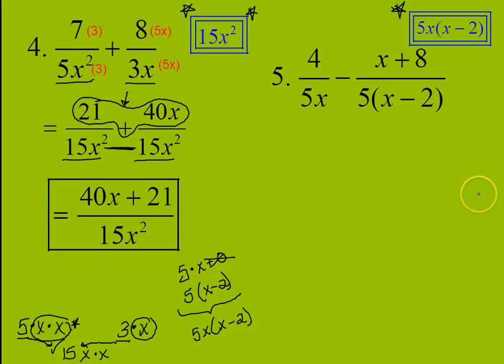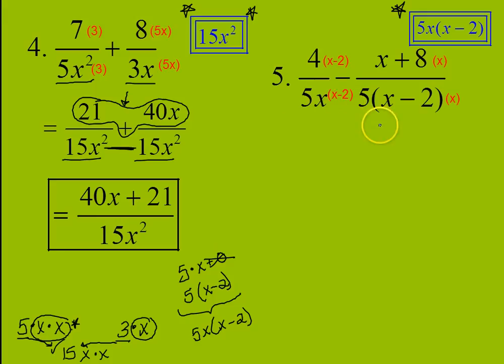Now, just like we did on number 4, now we have to decide what's missing from each part. So in this first part, how do I get to here? I already have my 5, I already have my x, so the only piece that I'm missing is the x minus 2. So that's what I'm multiplying the top and the bottom by, the part that you're missing, x minus 2. Over here, I have the 5, and I have the x minus 2, but what am I missing? I'm missing the x. So multiplying the top and the bottom by x.